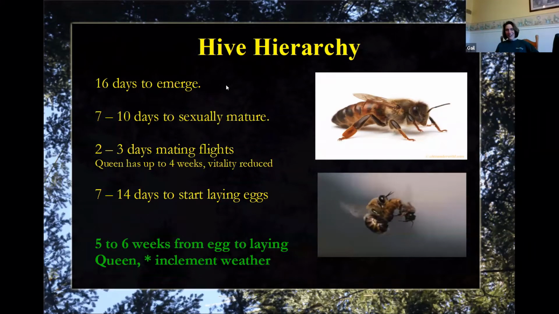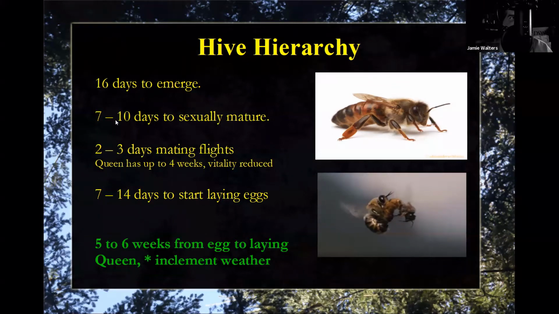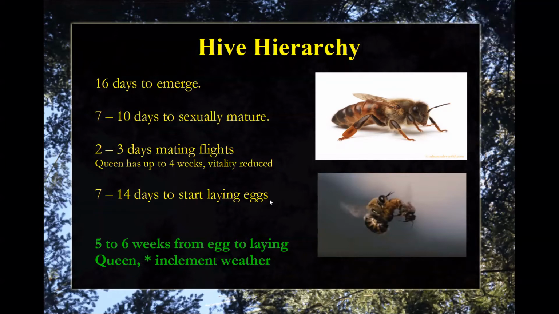She's going to slaughter all 39 sisters. So some of the details on this: 16 days to emerge, 7 to 10 days to sexually mature, 2 or 3 days in a mating flight. And remember, this is weather dependent also. So if it's bad weather for 5 days, you can add that on top of this. 7 to 14 days to start laying eggs.